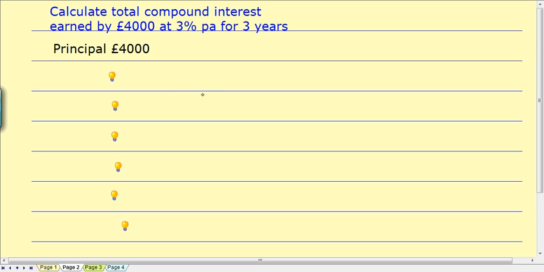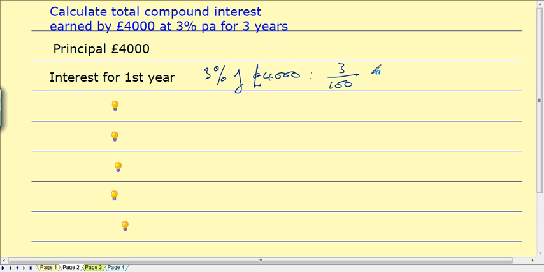So the amount, £4,000, is called the principal. So we have a principal of £4,000. Now, what's the interest going to be in the first year? How do we calculate the interest in the first year? Well, this is straightforward. The interest in the first year is just 3% of £4,000. And to do that, the calculation, 3% is 3 over 100 times 4,000, and that equals £120. So in the first year, the interest is £120.